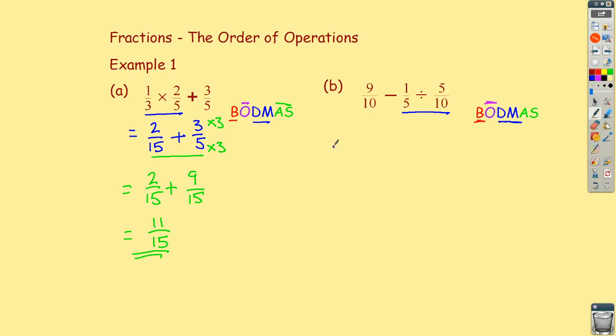Now, we still have the 9/10 at the front, but we're not worrying about them just now. We're subtracting from that 1/5. And remember, our rule here is that we flip the second fraction and change this to a multiplication sign. So it's 1/5 multiplied by 10/5.